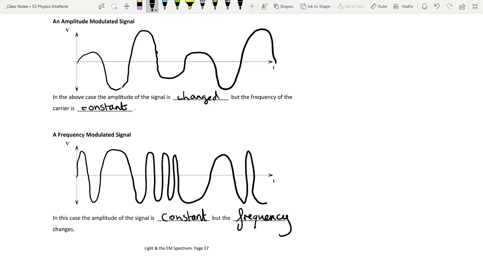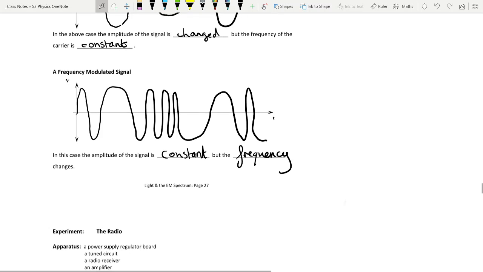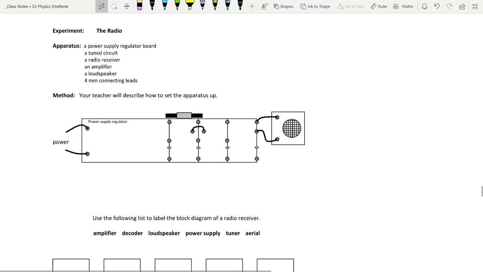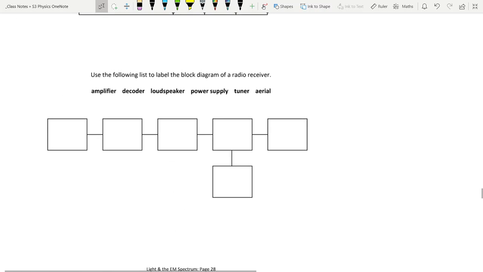Okay, so you guys are going to be building a radio shortly. Hopefully the equipment will work. So, first of all, sorry, we're still writing. So, we're going to create a radio. Now, most of the circuit board is done for you, so you won't need to do too much, but there is a little bit of a setup involved. But before we build them, I want to label this block diagram of a radio receiver. So basically, a block diagram shows you what's connected to what.